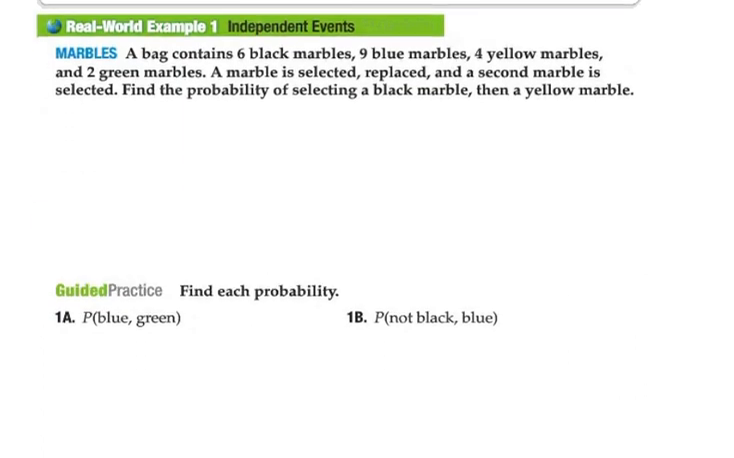So let's look at example 1. It says the bag contains 6 black marbles, 9 blue marbles, 4 yellow marbles, and 2 green marbles. A marble is selected, replaced, and a second marble is selected. Find the probability of selecting a black marble, then a yellow marble. A lot of times when we look at probabilities, the way they write this is P, the probability of a black and then a yellow. So we're going to find the probability of that black, and since they said and, we are going to multiply that by the probability of a yellow.